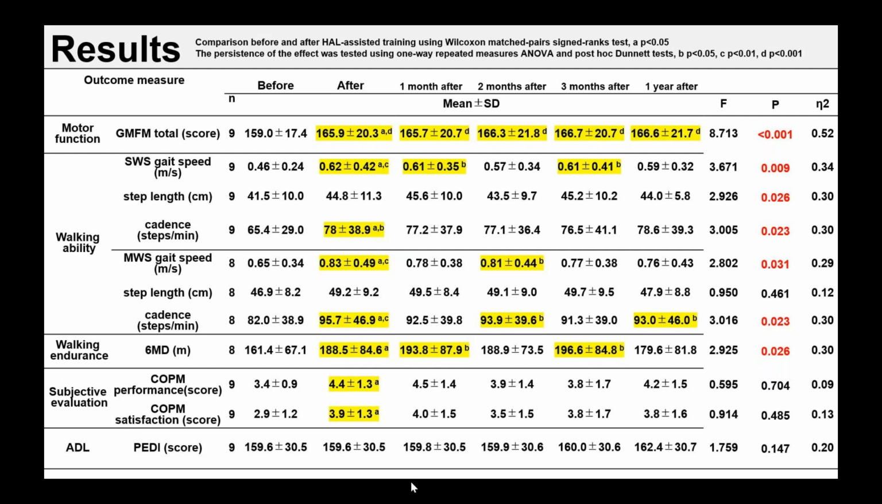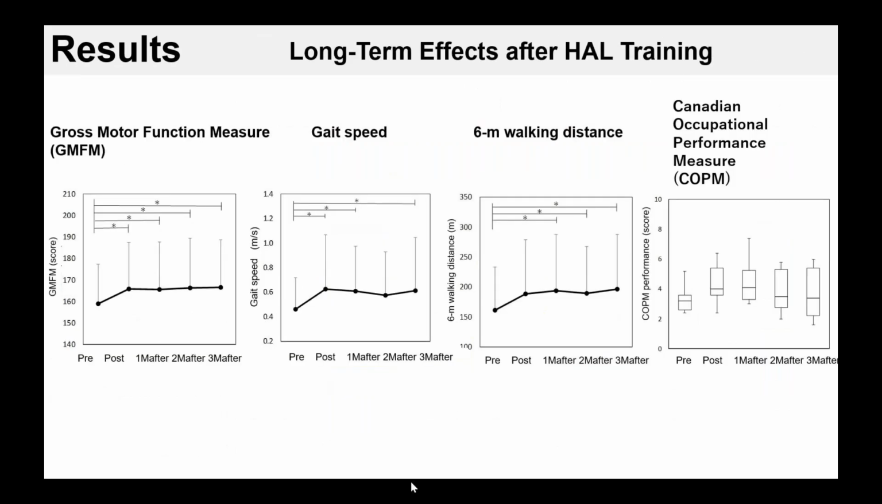Here is a graphical representation of the previous tables. Gait speed, cadence, and 6-minute distance improvements were maintained 1 and 3 months after the intervention. Furthermore, GMFM was maintained at the 1-year follow-up assessment. It shows the sustained effect after the intervention in terms of motor function, walking speed, and walking endurance.